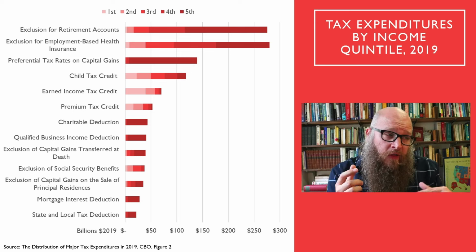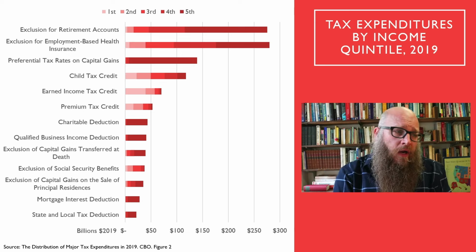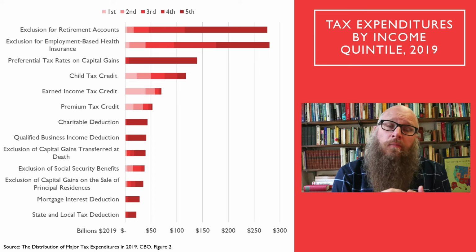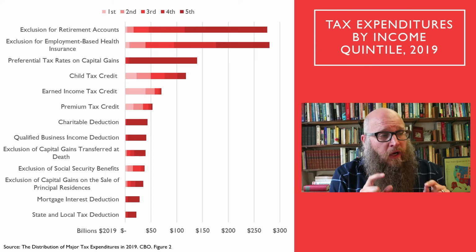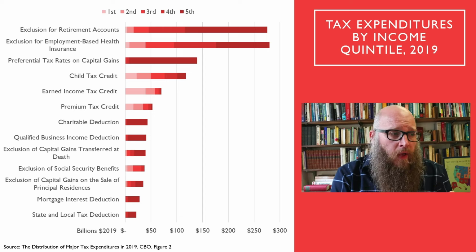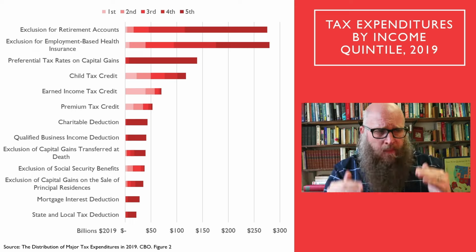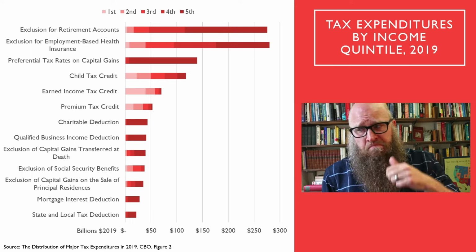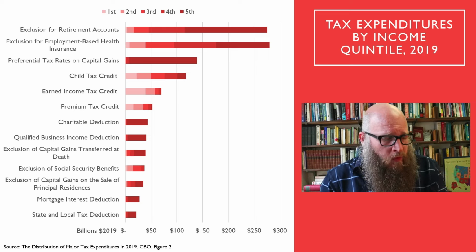Now, some of these, like the child tax credit, the earned income tax credit, or the health premium tax credit, those are a little more equitable. The child tax credit's more equitable. And the earned income tax credit, that one's targeted towards lower incomes. And we're spending around $70 billion a year on that. But keep going down. Charitable deductions, just for rich people. Qualified business income deduction, just for the wealthy.